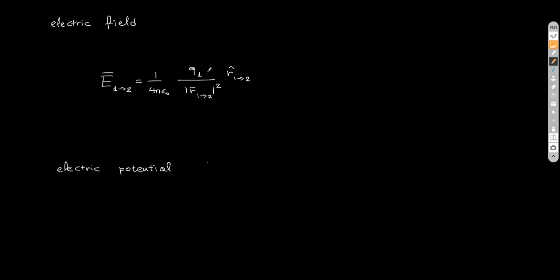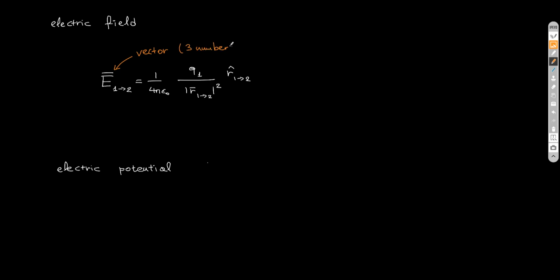We have the constant 1/4 pi epsilon naught. We have the charge Q1, that's the source charge that creates the electric field, and we have the magnitude of the r vector from 1 to 2 squared and the unit vector. One of the most important drawbacks of using the electric field is that this is a vector, and anytime you have a vector, in order to fully describe that vector, we need three numbers.